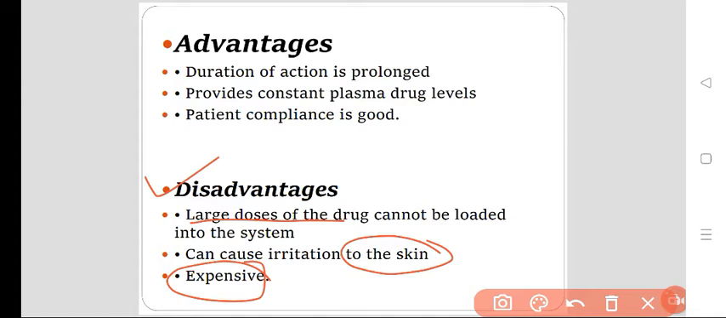Apart from that, another disadvantage is that only lipid soluble drugs can be applied over the skin. Then it may fall unnoticed. The transdermal patch may fall off unknowingly. So these are the disadvantages of the transdermal patches.